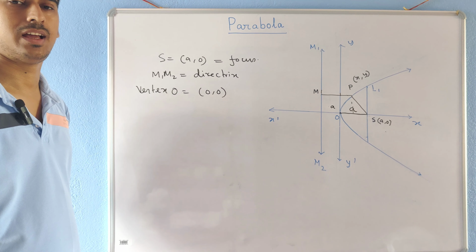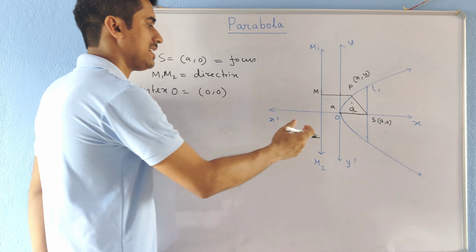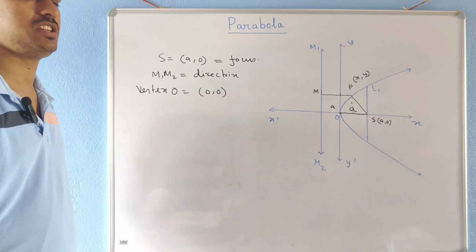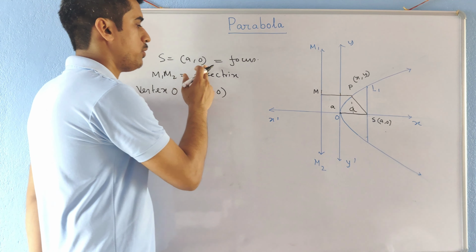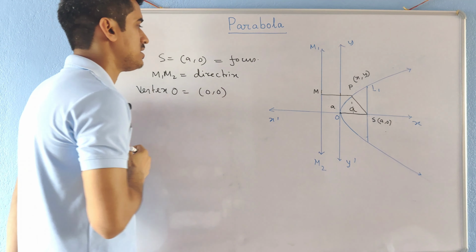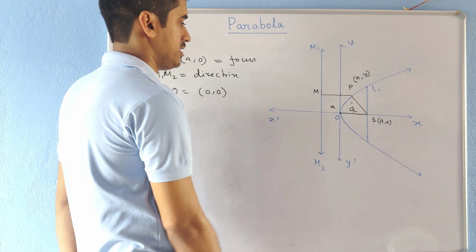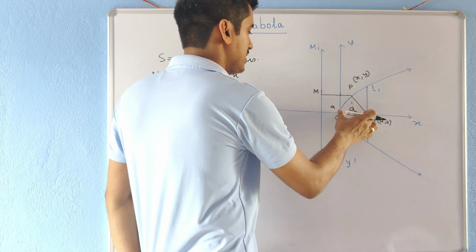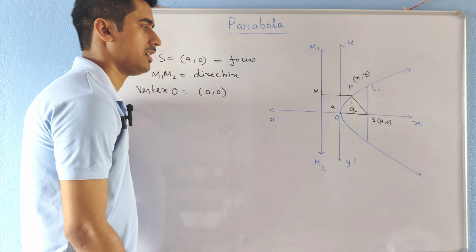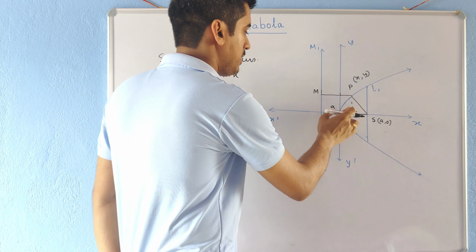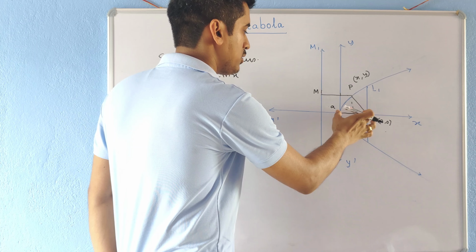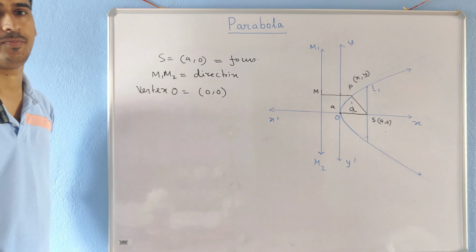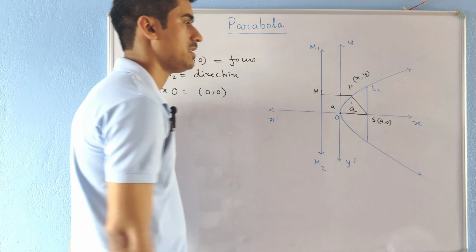Now, we will find the equation for a parabola whose vertex is at 0, 0 and the parabola opens to the right hand side, that is opens in the positive x-axis direction. Here the focus of the parabola is a, 0 and M1, M2 is the directrix. Now the vertex is O, that is 0, 0. Now this distance is a, so this distance will also be a, because any point on the parabola is equidistant from the fixed point and the fixed line.